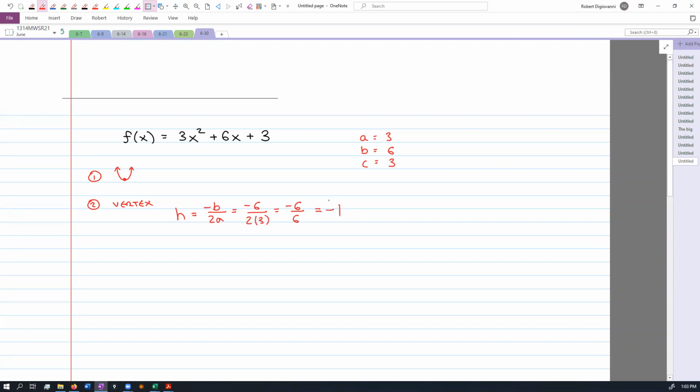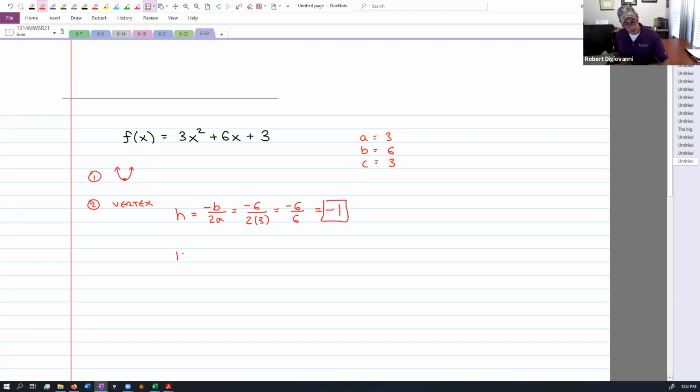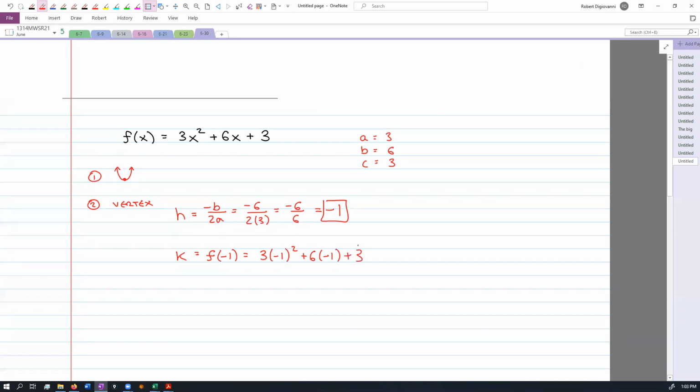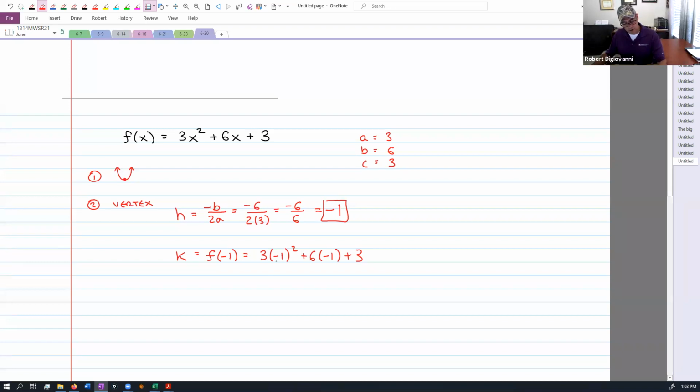Good. Okay, perfect. Now, to get k, you take that answer and you plug it in. You have to be careful with this because of the negative sign. Did you get an answer for that yet? I got 0. Okay, so let's see. When we square negative 1, that becomes 3 times 1. And then we do 6 times negative 1, we get negative 6, and then plus 3. And yes, that is going to turn out to be 0. Good.